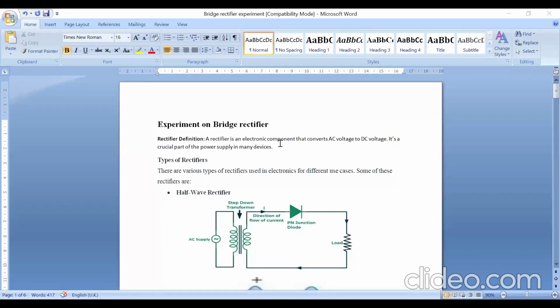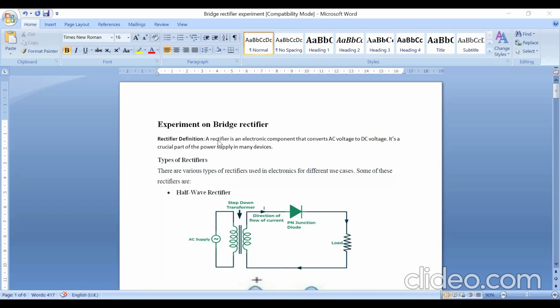Today, I'll show you an experiment on bridge rectifier. So before doing a conduction on bridge rectifier, let me give the definition of rectifier and what are the different types of rectifiers and why we need rectifier.